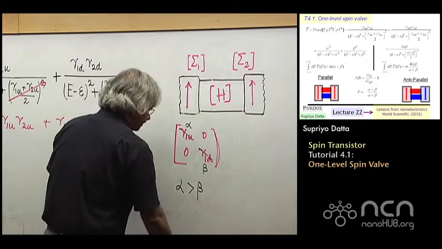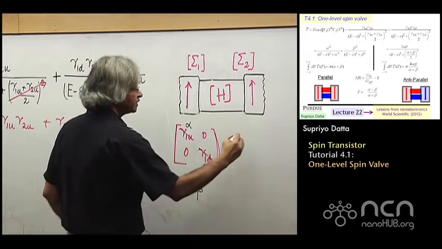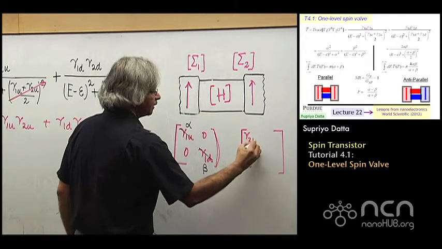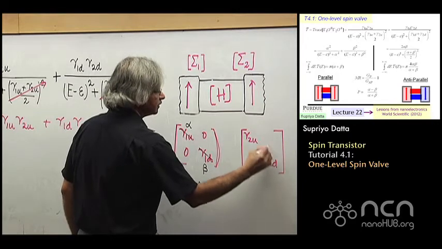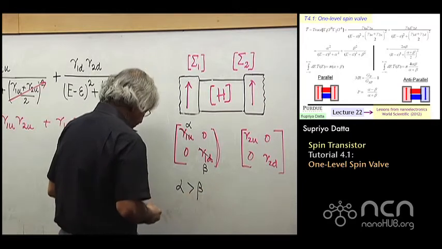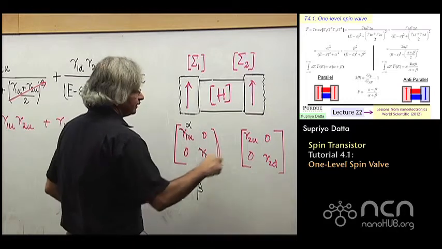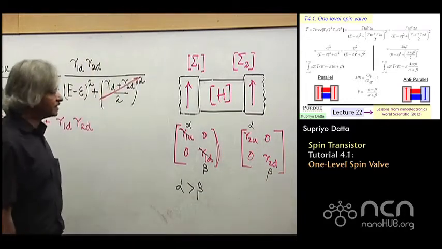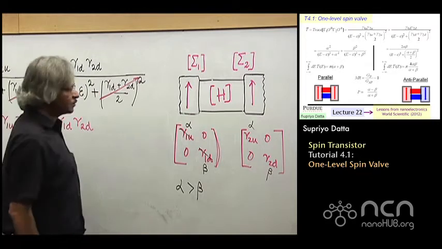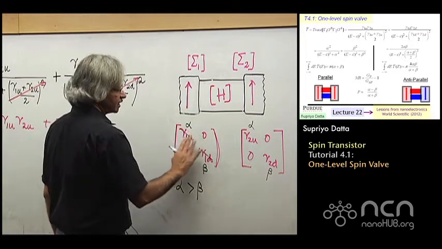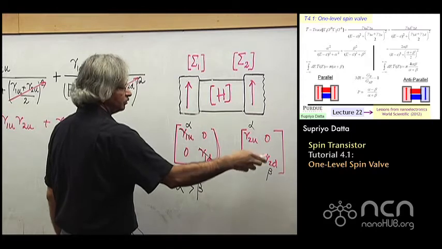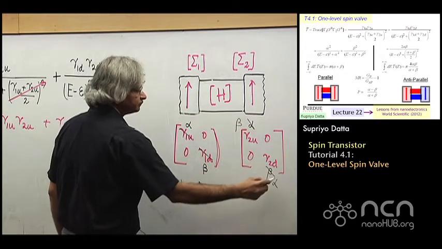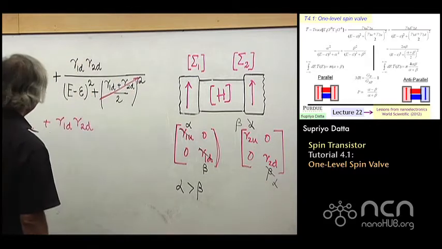And the same thing, because they're parallel contacts, I could write here also, which is gamma 2 up and gamma 2 down. And here also I could say that's alpha and that's beta. On the other hand, when it's anti-parallel, let's say this is still the same. This has turned around, so now this has become beta and that has become alpha.